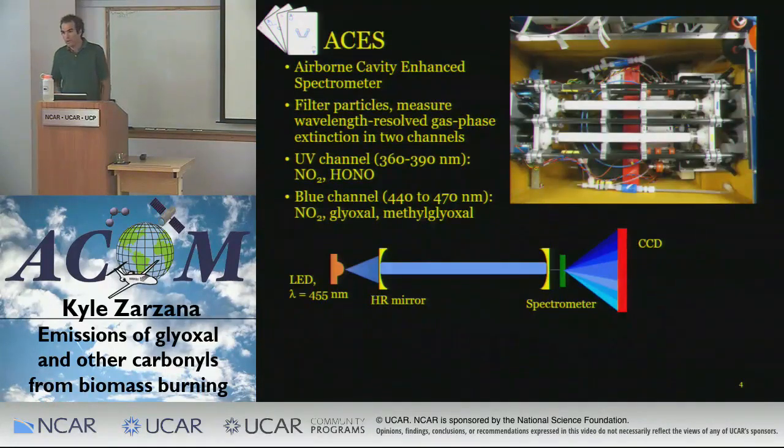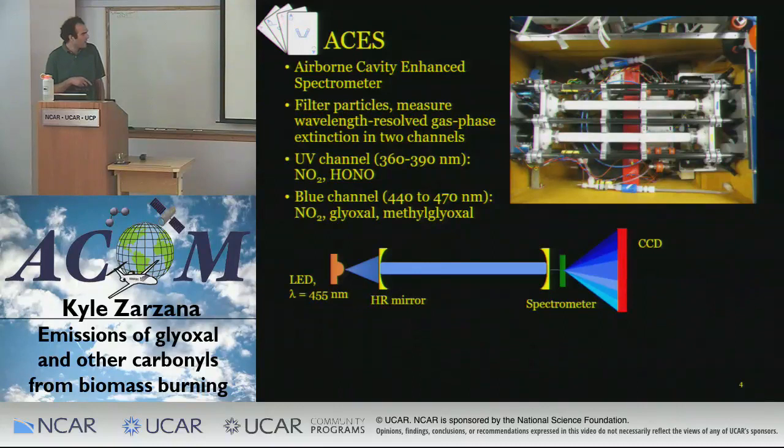And so we wanted to go do a better job with this. And so the instrument that I use is called ACES, the Airborne Cavity Enhanced Spectrometer. This is a picture of the inside of the box. The way this works, we filter particles. We measure wavelength resolved gas phase extinction in 2 channels. There's a UV channel from 360 to 390 that gets NO2 and HONO. And there's a blue channel from 440 to 470 that gets NO2, Glyoxal, and Methylglyoxal.